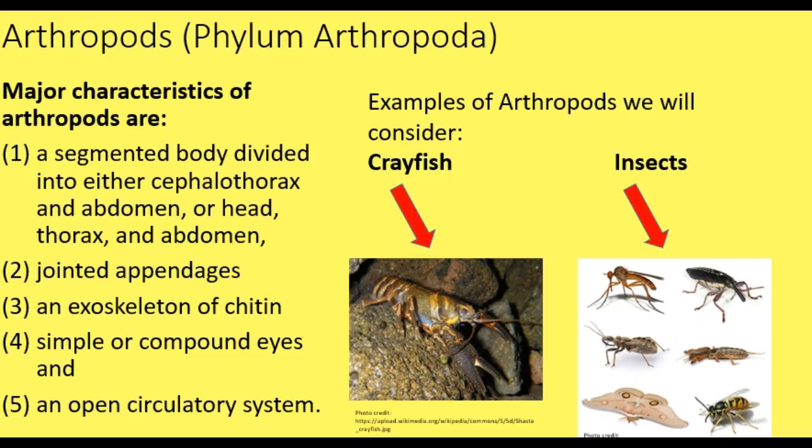Now let's talk about arthropods. They also have a segmented body, but they have exoskeletons, which have jointed appendages. The exoskeleton is made of chitin. They have simple or compound eyes, and they have an open circulatory system. The segmented body is either divided into a cephalothorax and an abdomen, or a head, thorax, and abdomen, 3 parts.